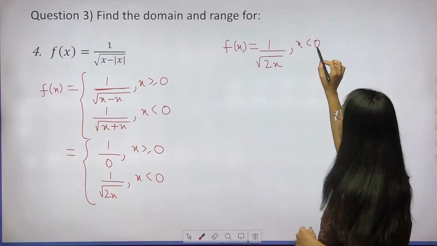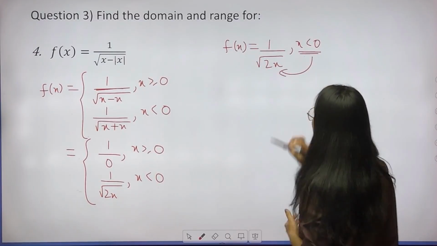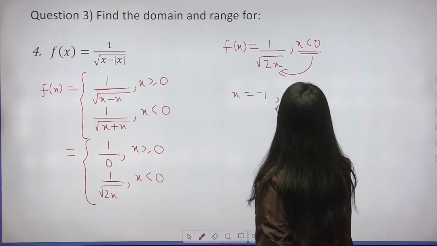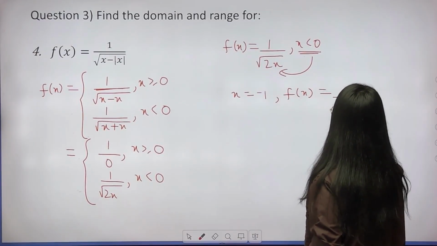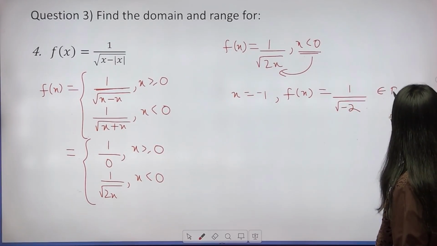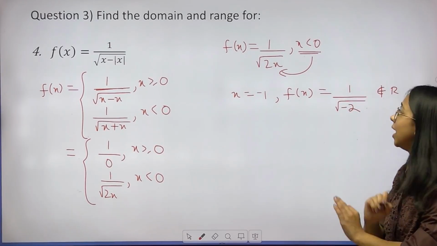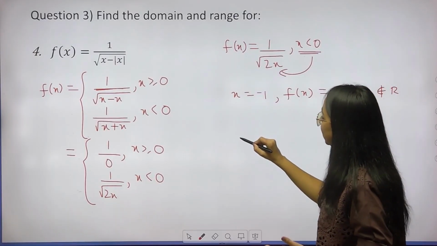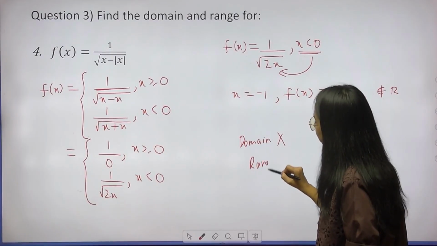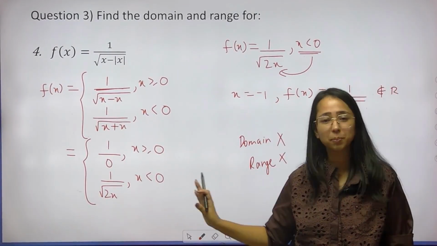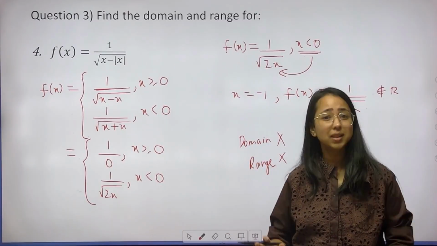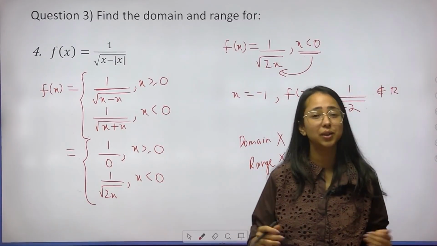This says that when x is a negative number, only then can this f of x exist. Let's take x as minus 1. So what will be f of x? F of x becomes 1 over under root of minus 2, which does not belong to the set of real numbers. Hence, we can say that neither domain nor range is possible for this particular function. I hope the concept of domain and range is clear to everybody.